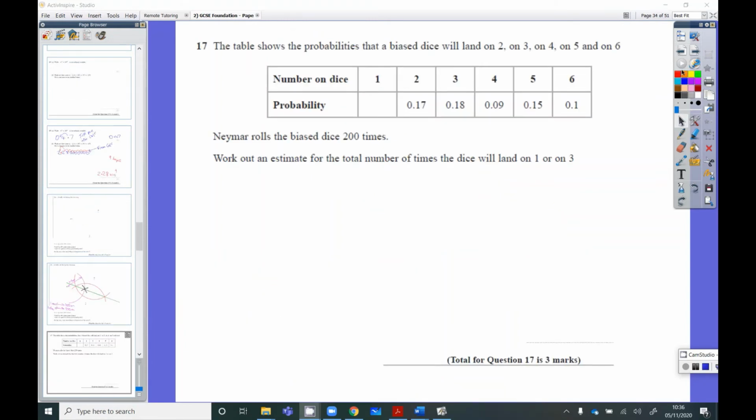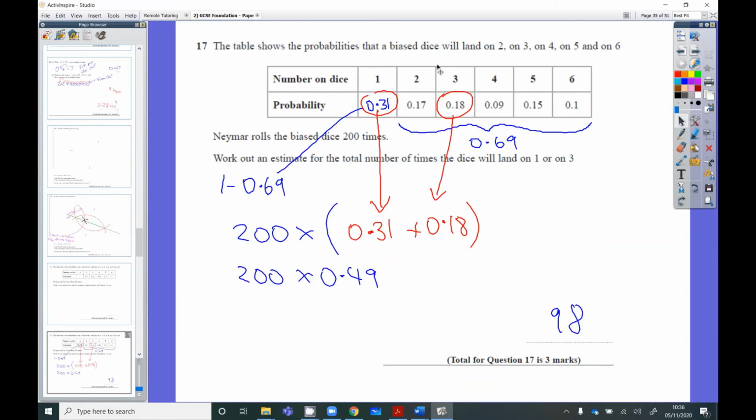Question 17. The first thing we need to do is to work out the probability that the dice lands on a 1. Probabilities add up to a whole. So if we add up all the other probabilities, these 5 numbers here, we get 0.69. We take that away from 1 and we get 0.31.